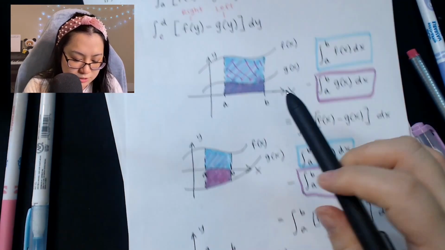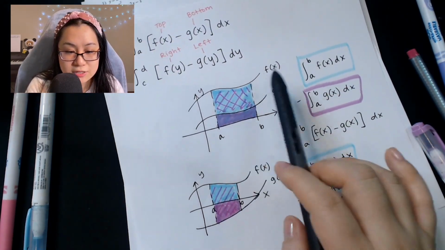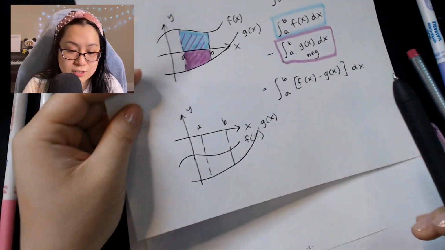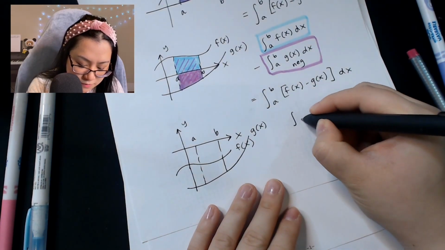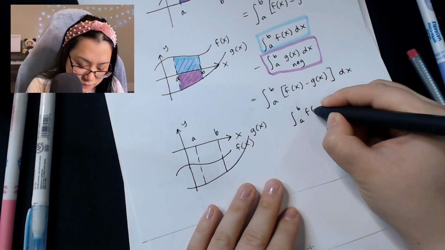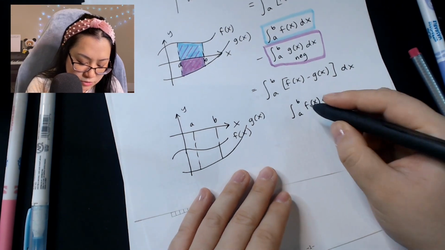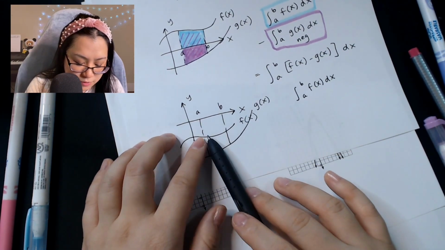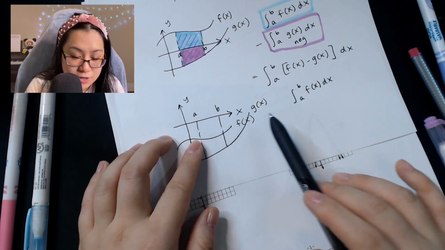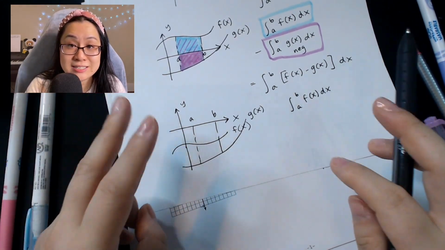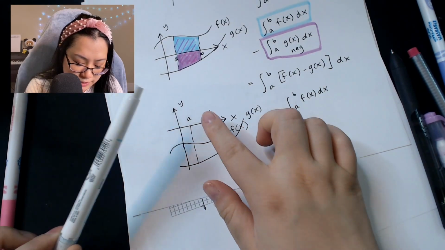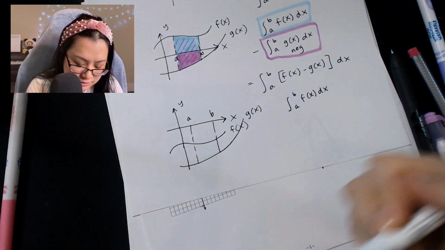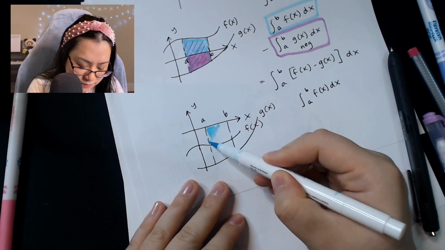And of course you can extrapolate this for the C to D and the horizontal version for this. But in this case, if we were to do the integral from a to b of f of x dx, that would not be the exact area, it would be the net area between f of x and the x-axis. So that would be here.